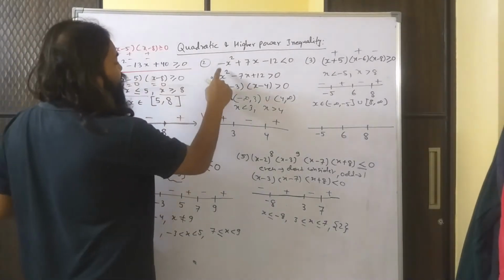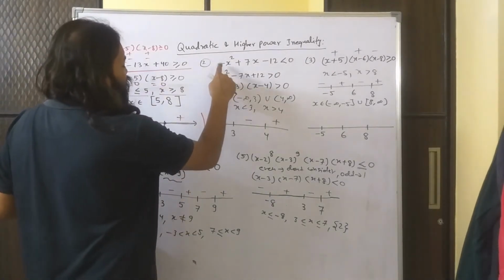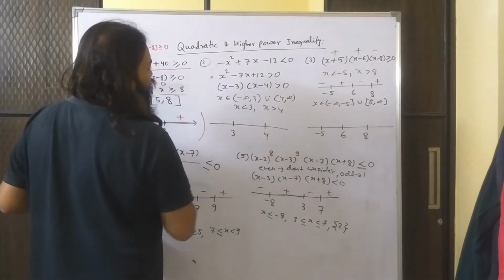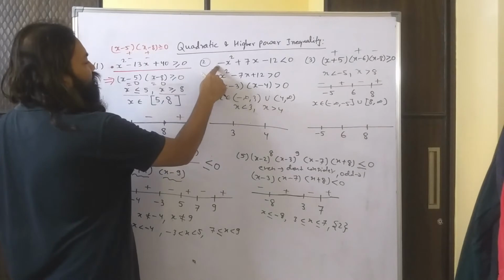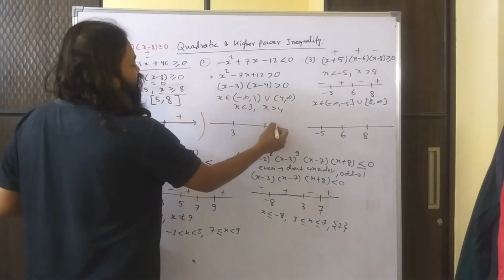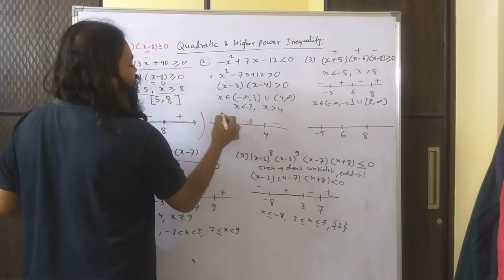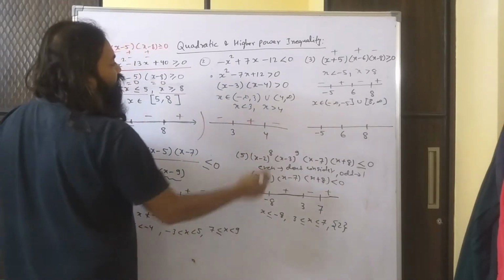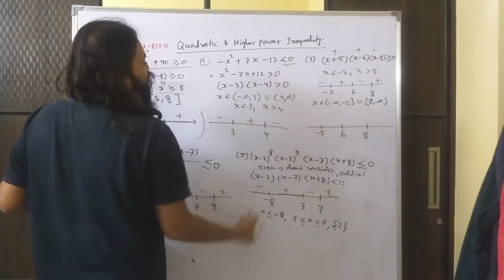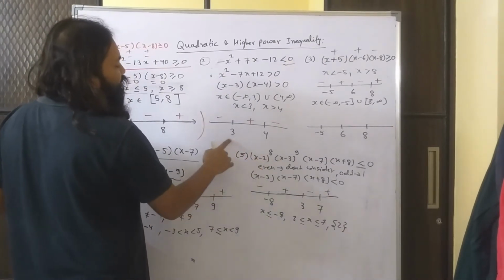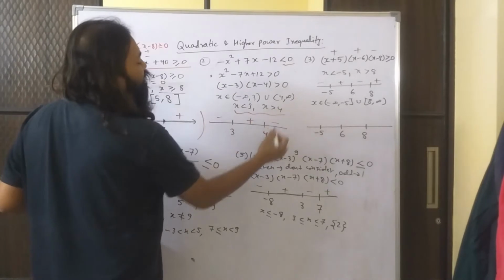What if I have a minus over there? Now in that case, I have two choices. If it begins with a minus, I can also start with a minus: minus, plus, minus. And in this case, I want it to be less than 0. So you can see the answer is x greater than 4 and x less than 3. So this is the method you can use.